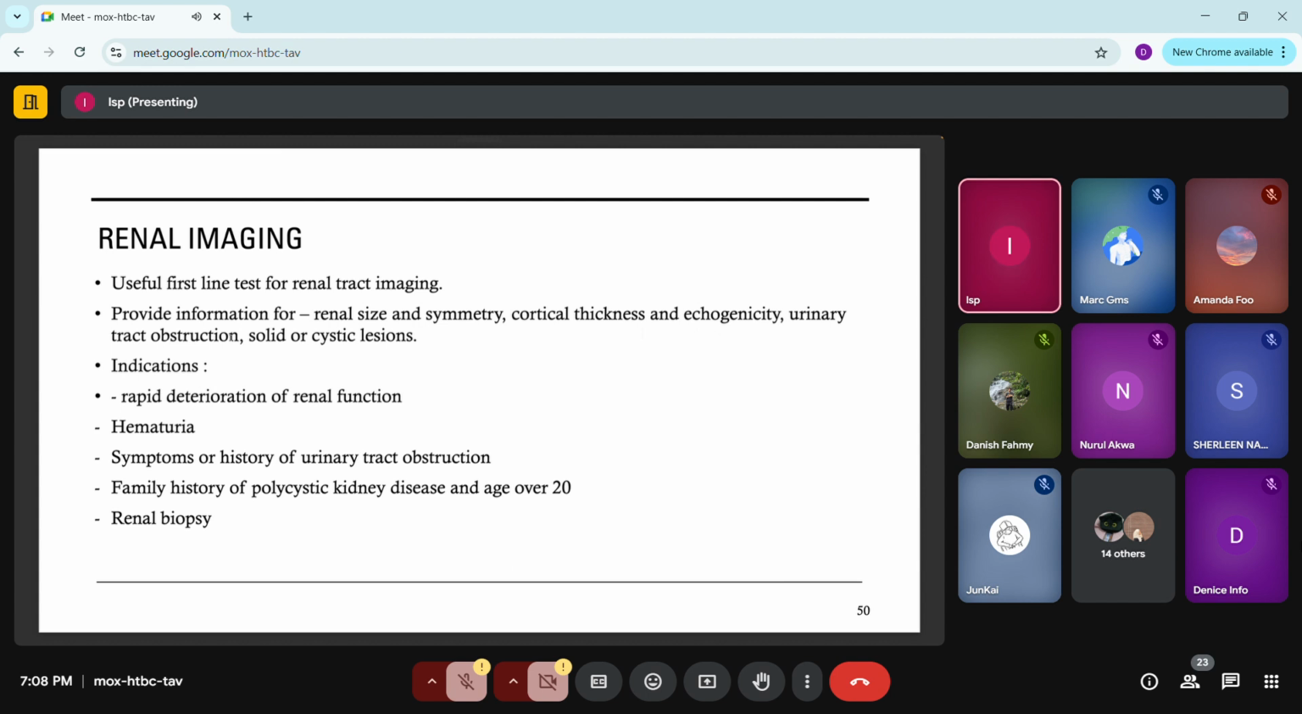Okay. So when do we do imaging? As a baseline in chronic kidney disease patient, or when there's sudden worsening of renal function, or when there are symptoms to suggest urinary tract obstructions.